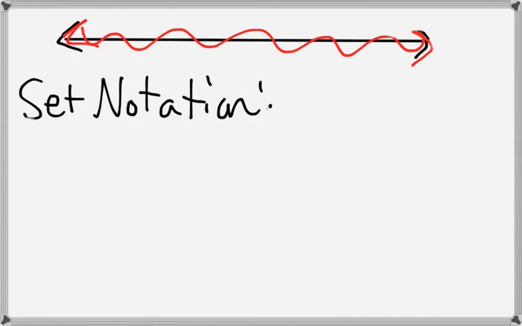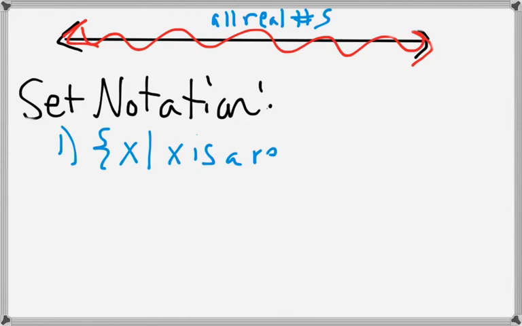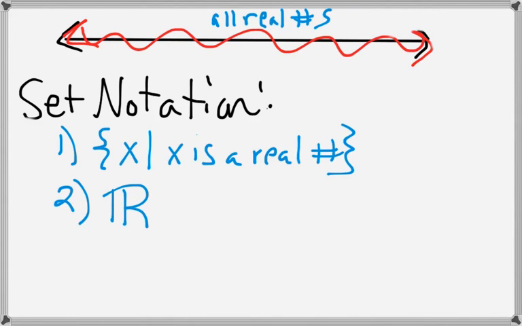Here we've graphed the entire real number line. So this is all real numbers. So in set notation, you could just say the set of all x such that x is a real number. Some of you maybe have seen before that the set of all real numbers is sometimes written with this big goofy looking capital R type symbol. So that's another way to write all real numbers in set notation.